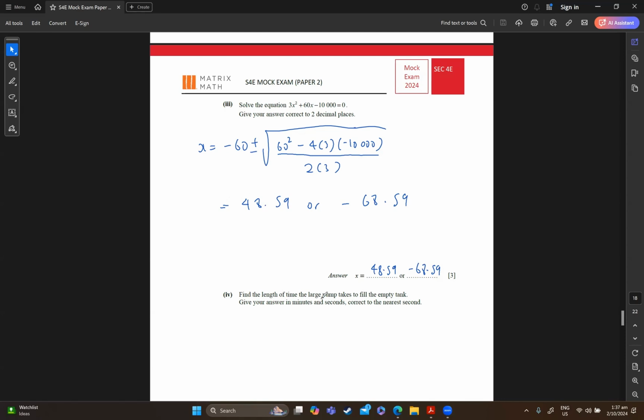Okay, part 4. Find the length of time the large pump takes to fill the empty tank. So you just take 2500 over x plus 20. So it's 36.448. You just take the decimal, the 0.448, and times 60. You get 36 minutes and 27 seconds.